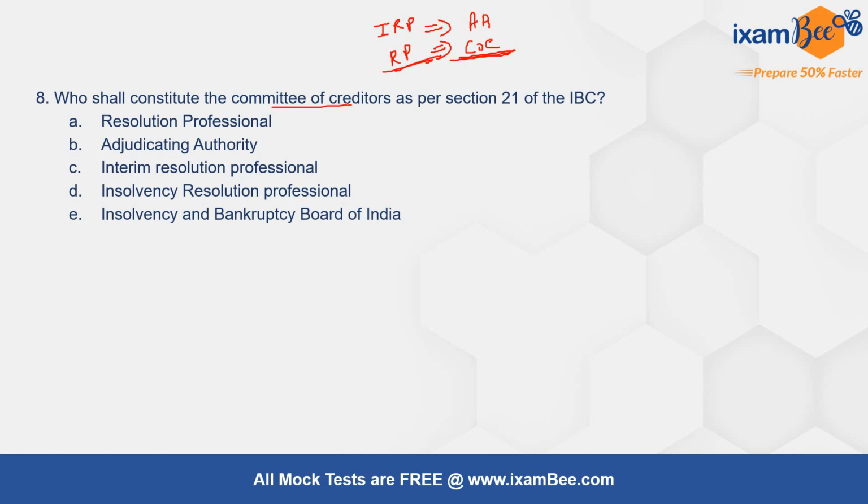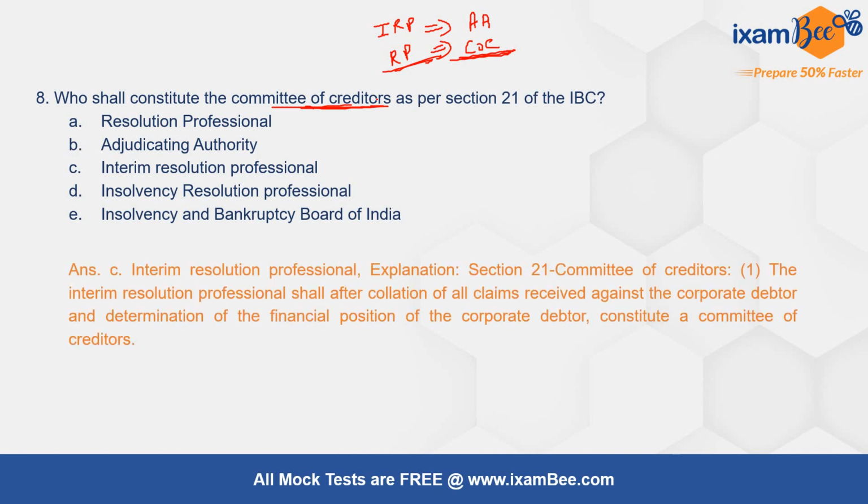So now who shall constitute the committee of creditors? अब ये जो committee of creditors है इसको कौन constitute करेगा? So already you might have got the answer with respect to this, that committee of creditors interim resolution professional बनाएगा once it receives the claims and once he goes ahead with the collation of the claims he has received against the corporate debtor, or corporate debtor के financial position को determine करने के बाद and all, this committee of creditors will be constituted by the interim resolution professional. जब बन गया committee of creditors तो ये committee of creditors जो है फिर resolution professional को appoint करेंगे. Okay, all these things are very important with respect to this particular topic.